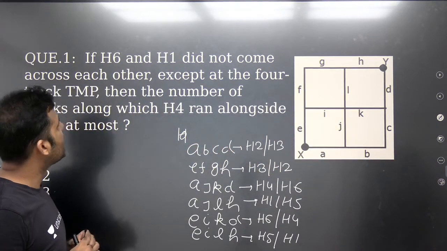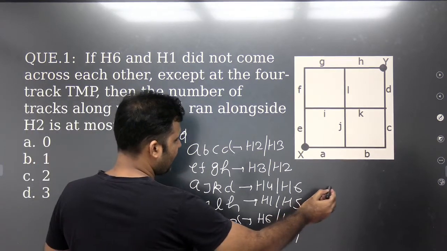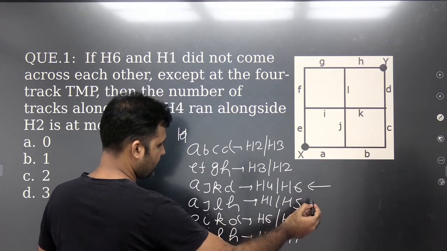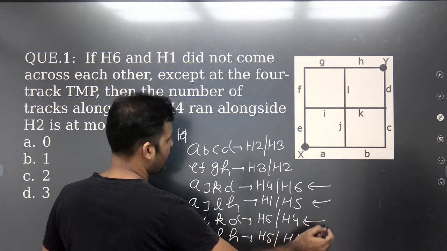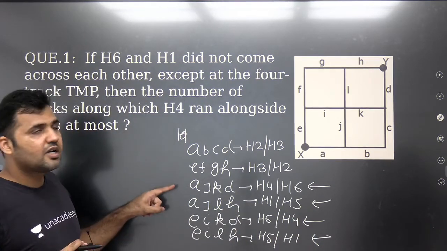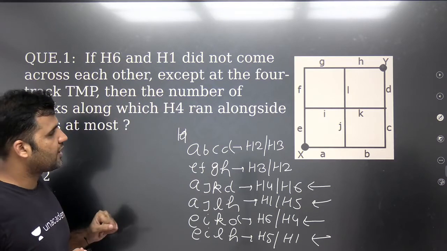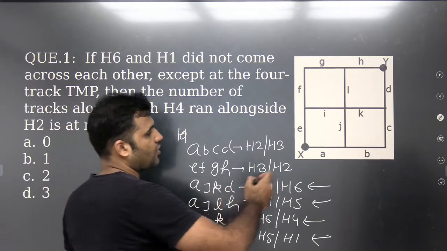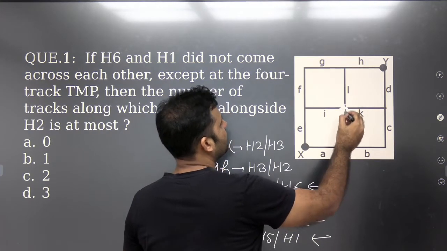H6 and H1 did not come across each other. So we know that H6 can come over here, or H6 can come over here, and H1 can come over here, and H1 can come over here. Now H6 and H1 did not come across each other except at the 4 track point. So they are crossing each other at the 4 track point. So this is the 4 track point where they are crossing each other. Okay.